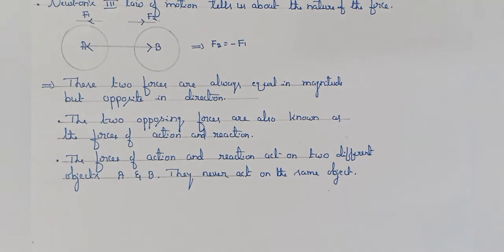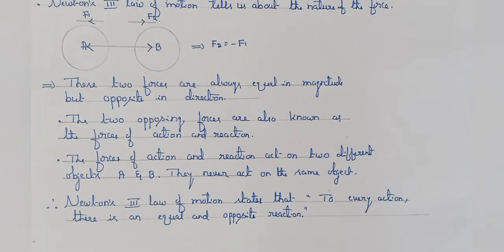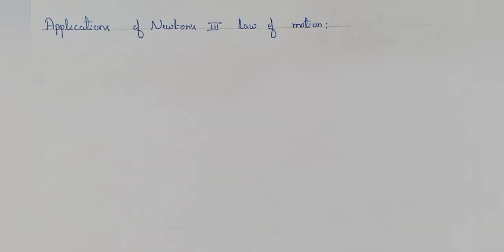Therefore, the third law of motion tells us that when two objects interact with each other, there exists a pair of equal and opposite forces. So, Newton's third law of motion states that to every action there is an equal and opposite reaction. Next, let us know about some of the applications of Newton's third law of motion. Some of our day-to-day observations can be explained in terms of Newton's third law of motion.